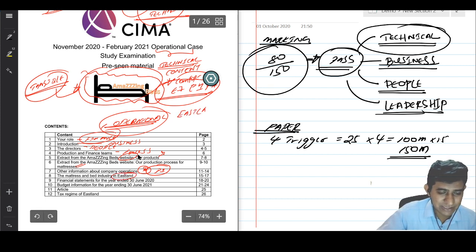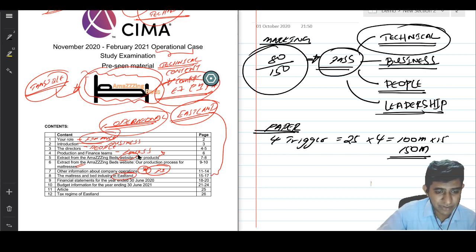This country knowledge is very important. This is a hypothetical country. So you should be able to analyze it specifically to the Eastland area. That means you may have the macro factors also, like their political environment, the taxation, the economic situation.